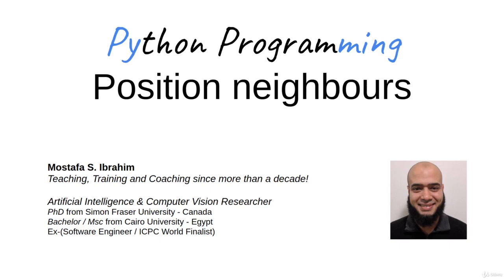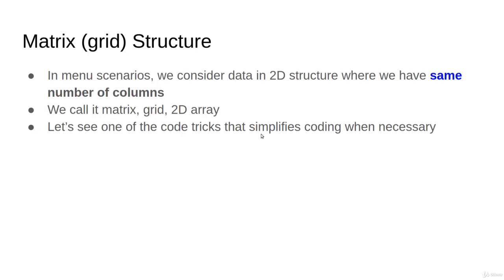In this video, we will not learn about a new programming syntax. We will learn about a programming trick that helps you do some nice coding for some problems. In this video and in many of the homework, we will focus on what we call a matrix, something that has all of the rows with the same number of columns. We might call it matrix, grid, 2D array, 2D lists, nested lists, and so on.